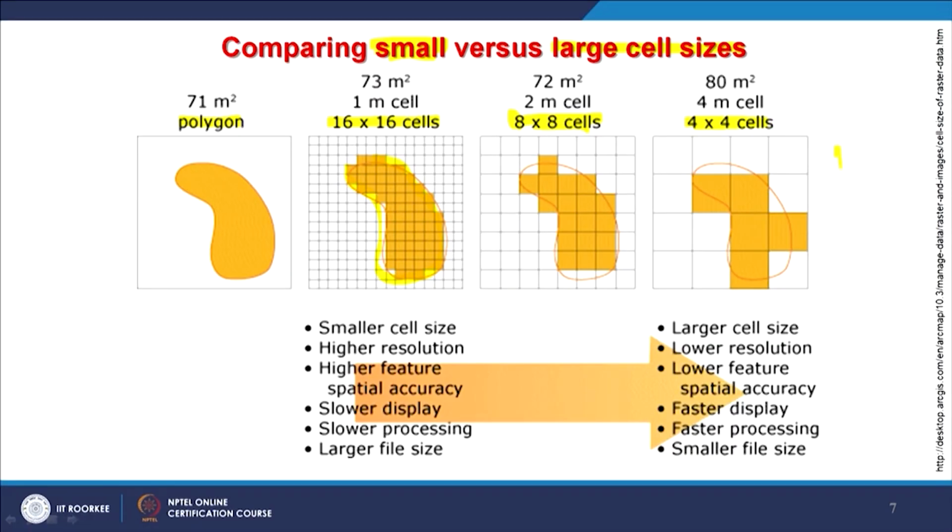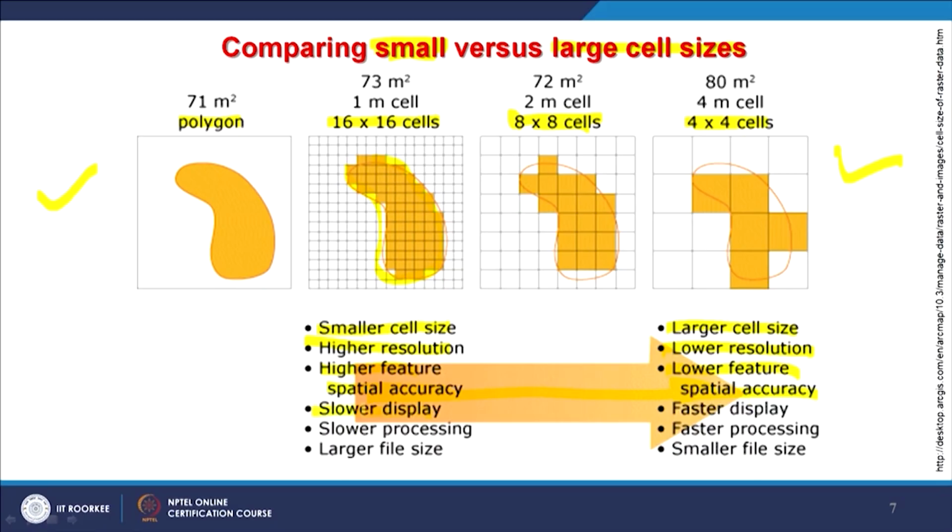Now, comparing the rightmost one and the leftmost one, the input polygon had a very smooth boundary, and the 4 by 4 cell one has a very poor representation of that polygon. So, when you move from higher to lower resolution, this is what happens. Here is the smaller cell size, the 73 meter resolution, 16 by 16 grid in this example. Here the cell size has increased, that is 80 square meter. This one is higher resolution with higher feature spatial accuracy; the other is lower resolution with lower feature spatial accuracy.